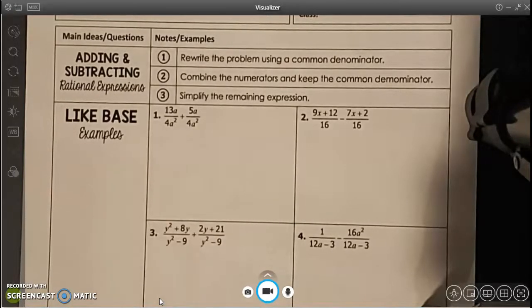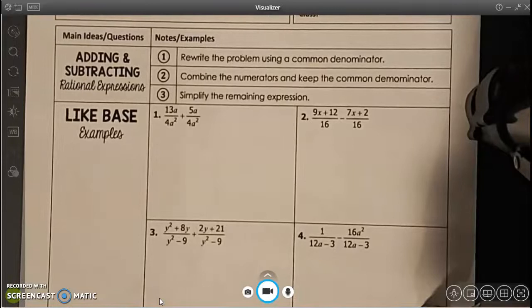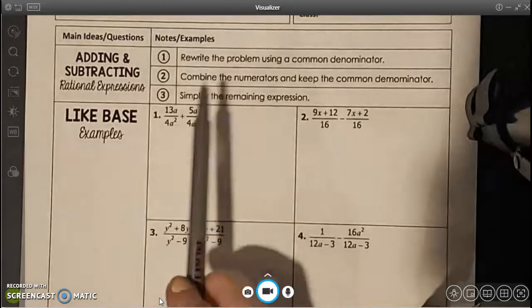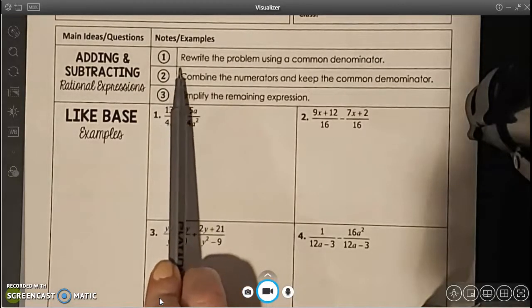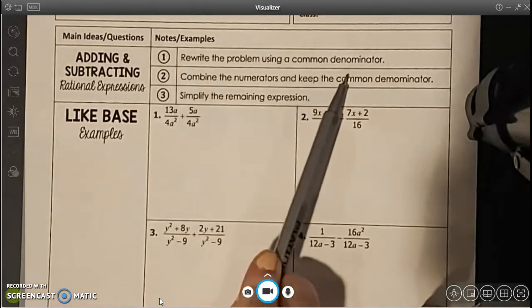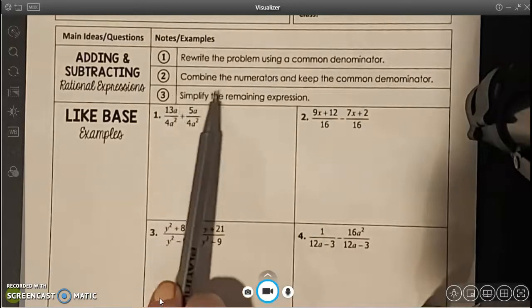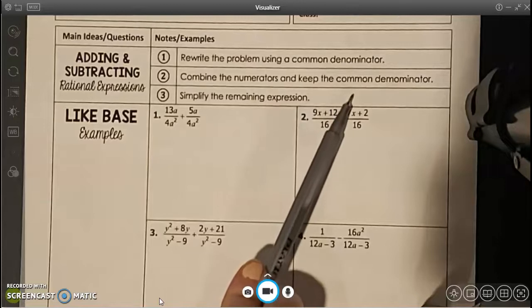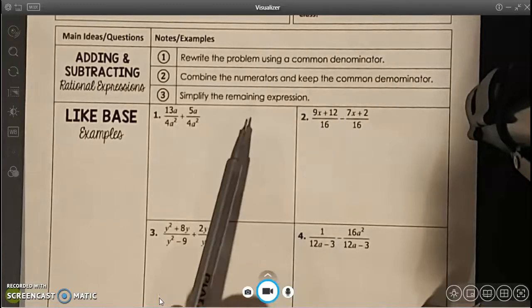So this is a little bit different than multiplying and dividing, because with adding and subtracting fractions, remember that we have to have common denominators. So first thing we're going to do is rewrite the problem using a common denominator if it doesn't already have one. Then we combine the numerators and keep the common denominator, and then simplify the remaining expression.